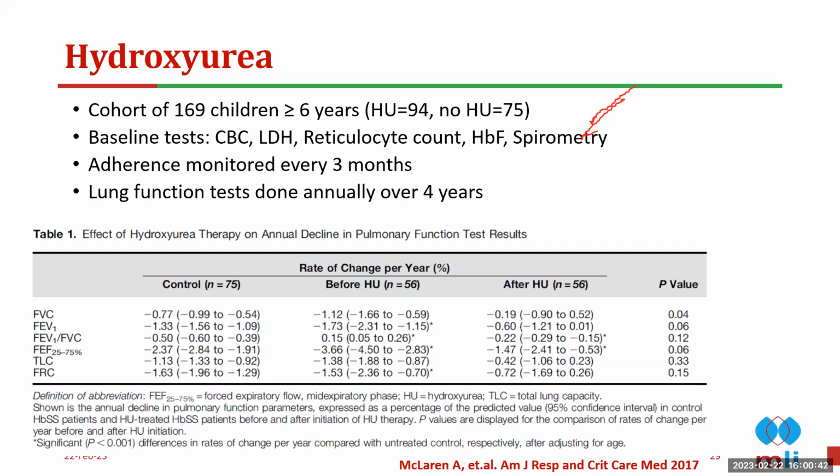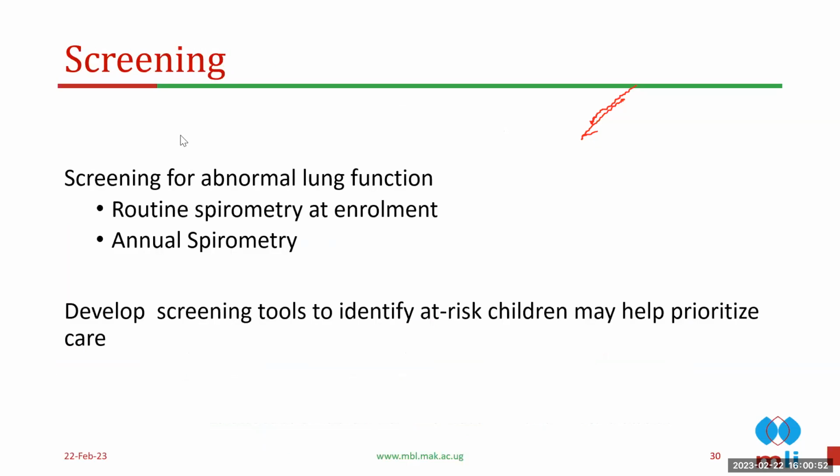So what other interventions should we be talking about? We have screening. We could try screening for abnormal lung function. Could we consider routine spirometry? Can we do them annually? Would we be able to have research in tools that could help identify children who are at risk, like I mentioned earlier?